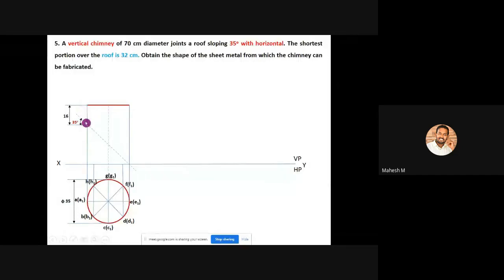So we have converted this 32 centimeter into 16 mm. Okay. So in our scale ratio, we have reduced this dimension. So that is 16 mm. So initially you can mark this particular point with a dimension of 16 mm from the top. Okay, so from the roof. So that is what is mentioned here. From the roof. So this dimension is 16 mm.